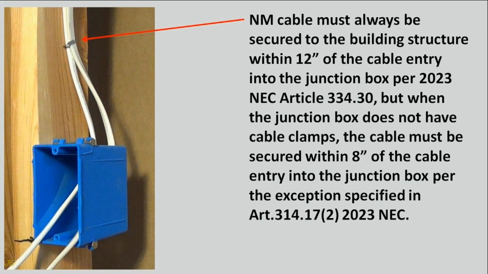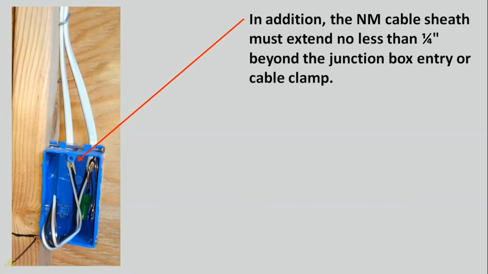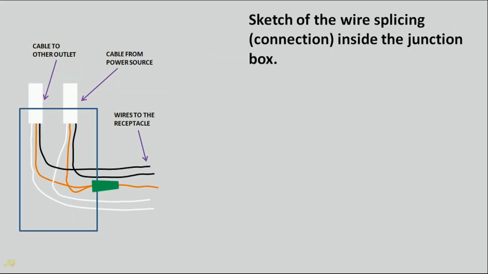NM cable must always be secured to the building structure within 12 inches of the cable entry into the junction box per 2023 NEC Article 334.30, but when the junction box does not have cable clamps, the cable must be secured within 8 inches of the cable entry into the junction box per the exception specified in Article 314.17(C) 2023 NEC. In addition, the NM cable sheath must extend no less than 1/4 inch beyond the junction box entry or cable clamp. Sketch of the wire splicing connection inside the junction box.